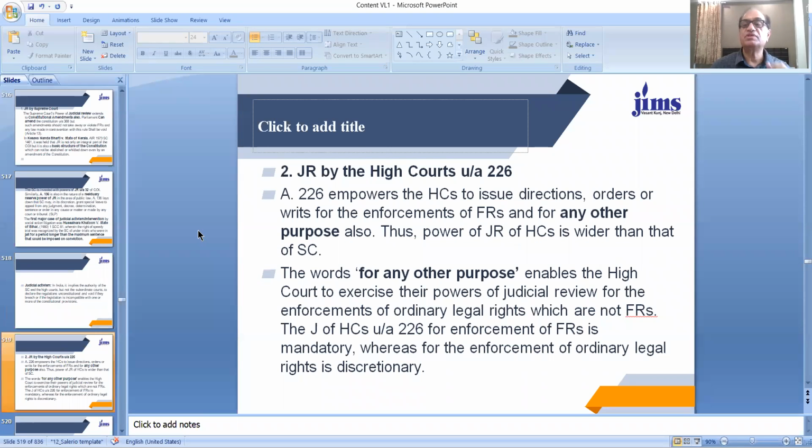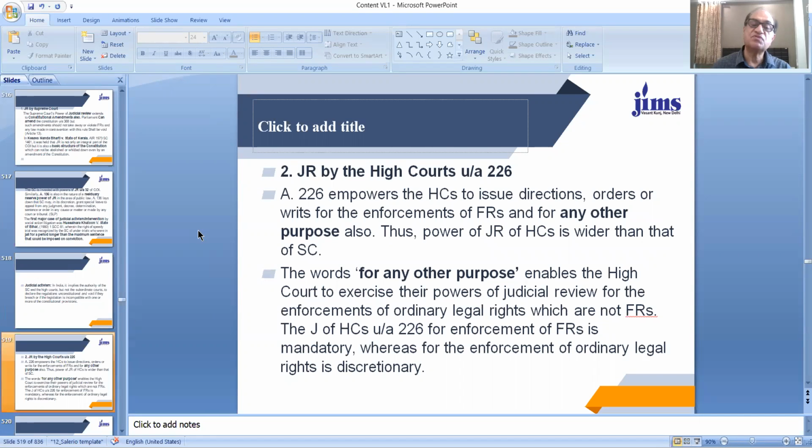Now let us see judicial review by the high courts. That is under Article 226. This Article 226 empowers the high courts to issue directions, orders, or writs for the enforcement of fundamental rights and for any other purpose also. Thus, the power of judicial review of high courts is wider than that of the Supreme Court.